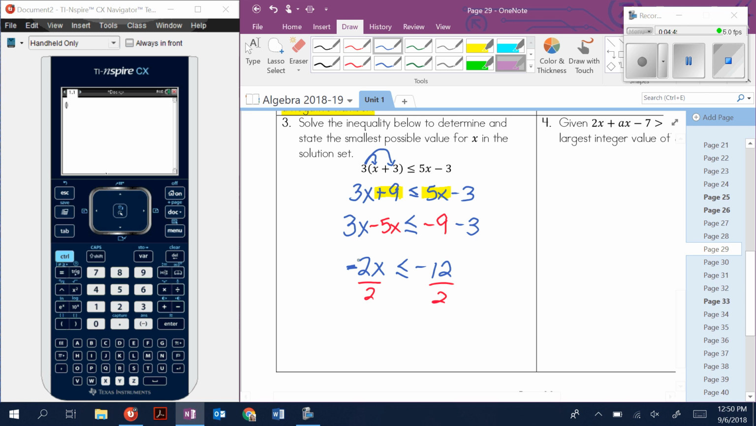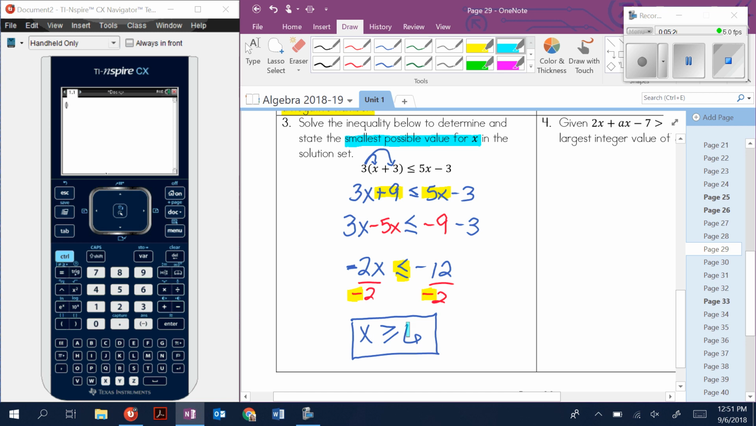So am I dividing both sides by positive 2 anymore? You're right. No, I'm dividing by negative 2. And if I divide both sides by a negative 2, what happens to that sign? Yes, it changes directions. Look at this magic. So x is now going to be greater than or equal to negative 12 divided by negative 2, which is a positive 6. Boom. Okay, first part done. We also need to now state the smallest possible value of x.